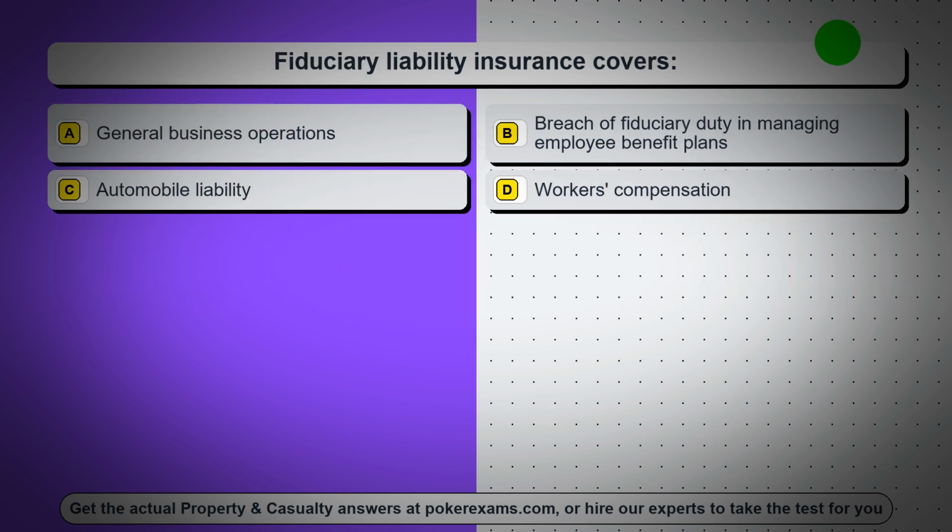Question 2. Fiduciary liability insurance covers: Option A, general business operations. Option B, breach of fiduciary duty in managing employee benefit plans. Option C, automobile liability. Option D, workers' compensation.